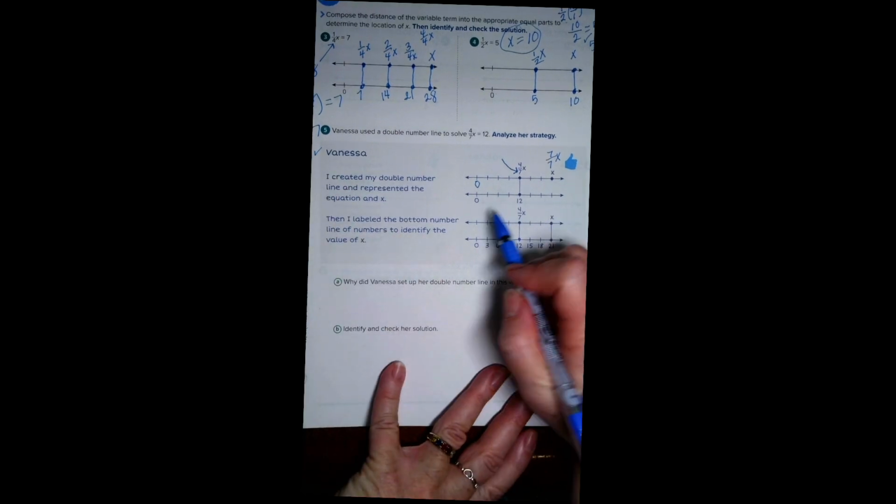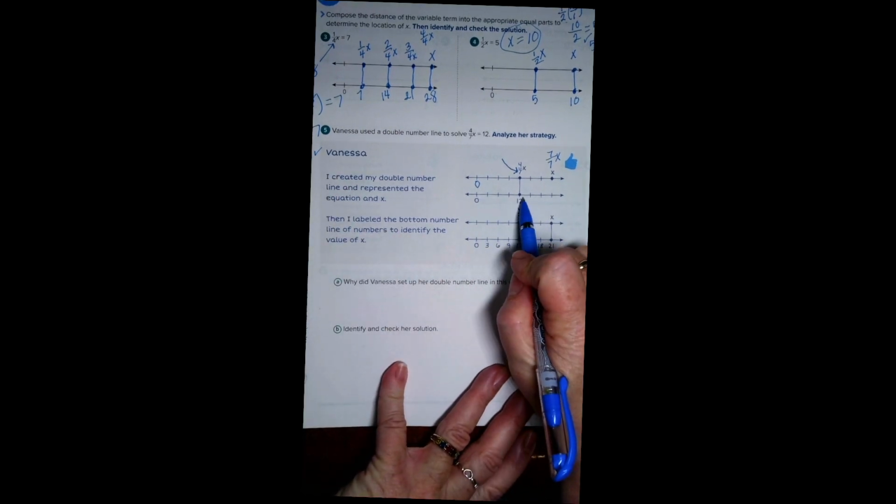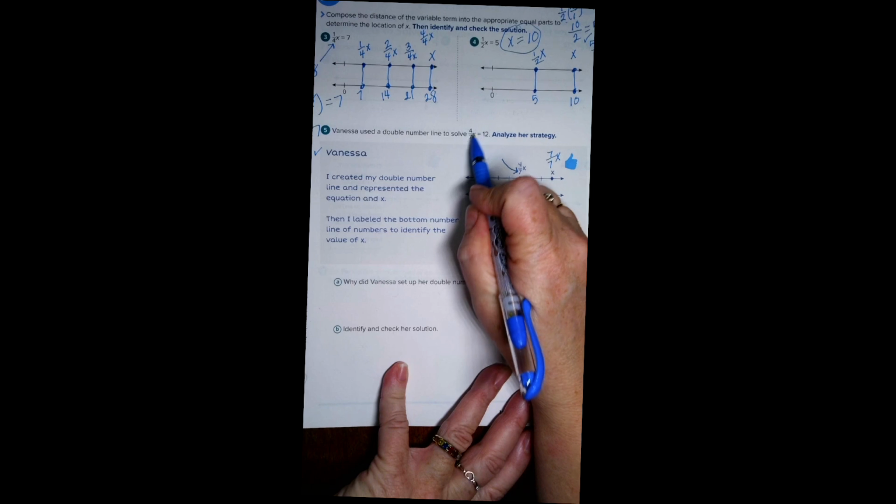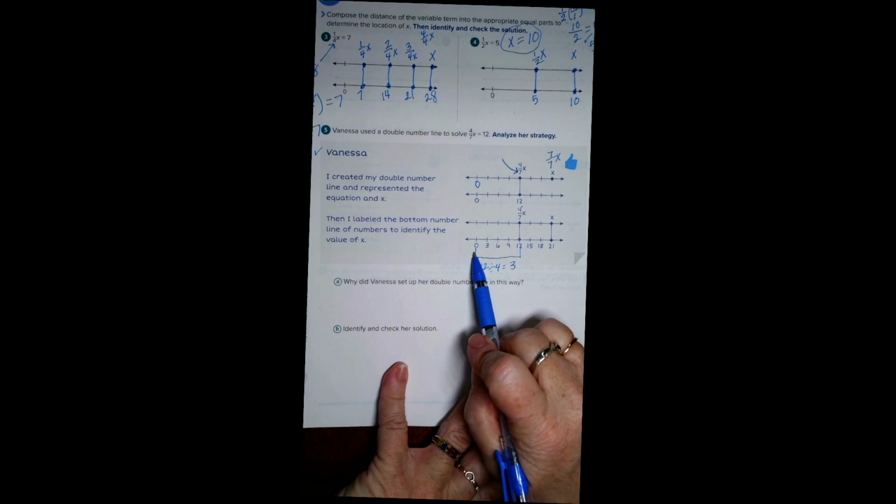And then down here, she knew that between 0 and 12, because it said 4/7 x equals 12, so she put the 12 here. So between the 0 and 12, there was 1, 2, 3, 4 tick marks. So 12 divided by 4 told her that it had increments of 3. The intervals went up by 3. 3, 6, 9, 12, 15, 18, 21. So she got x equals 21.